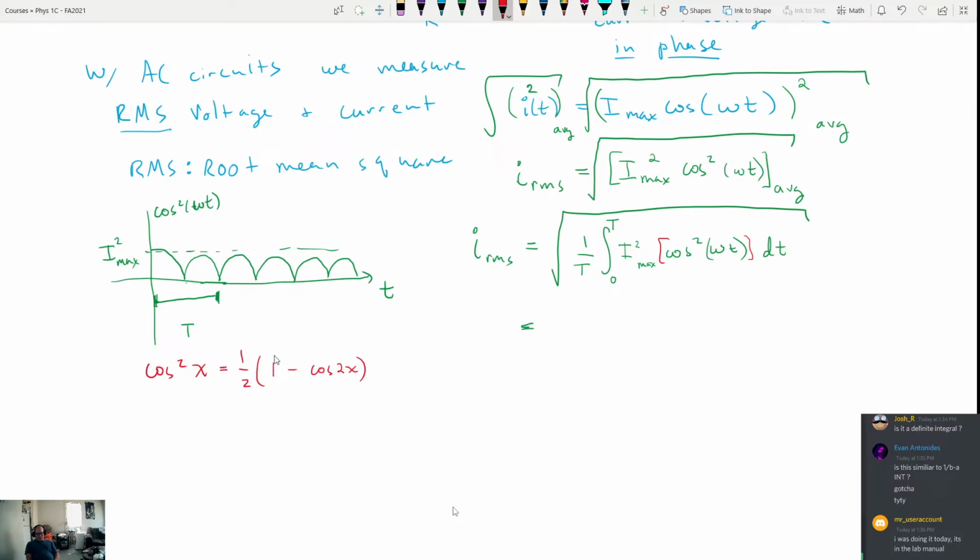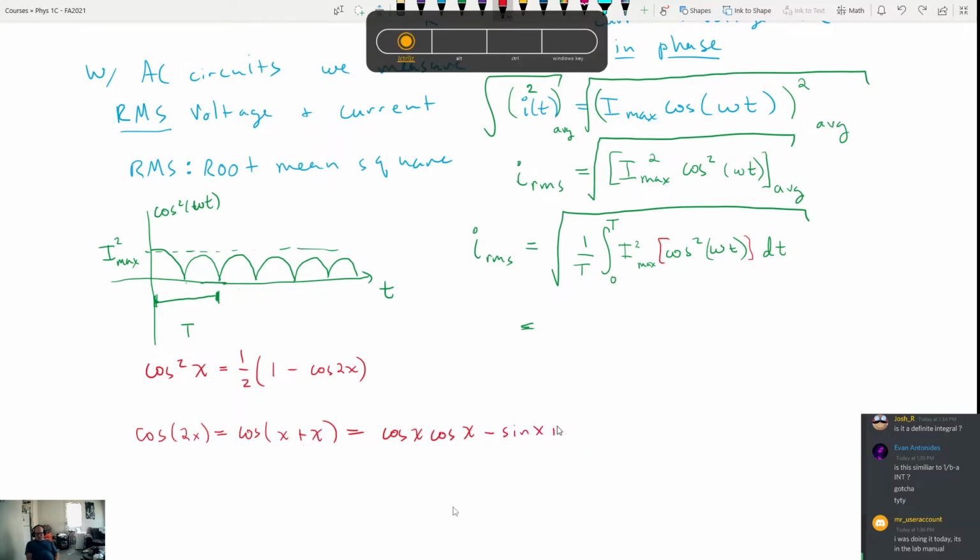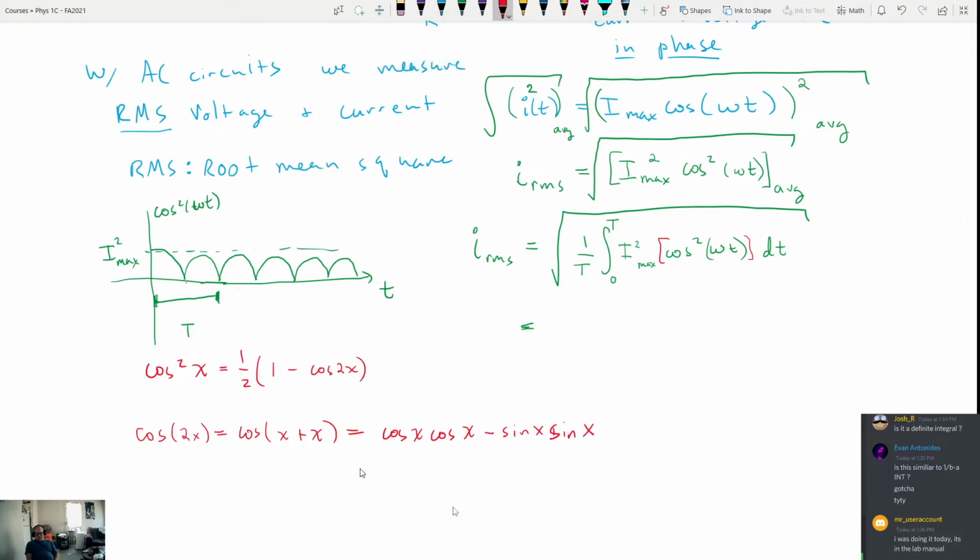I don't know. You all tell me. Does that look like the right trig identity there? I'm pretty sure where it comes from is this way. The cosine of 2x is equal to the cosine of x plus x. And the cosine of x plus x is cos x cos x, when it's plus here, it's minus here, sine x sine x. But that's just cosine squared of x minus sine squared of x. So this is equal to cosine of 2x.